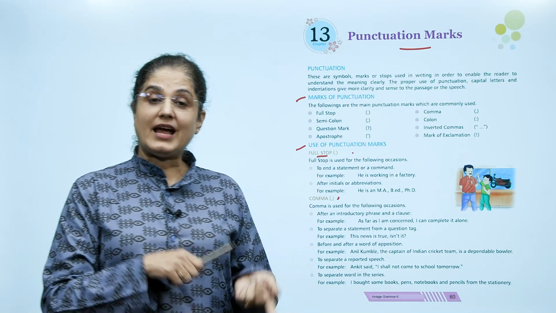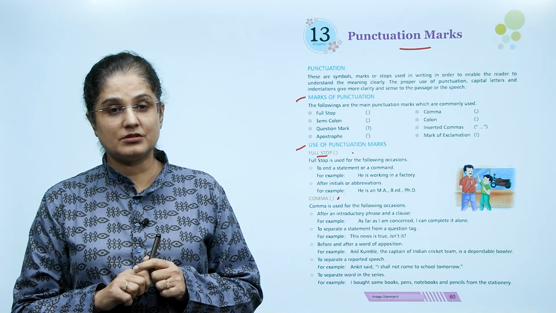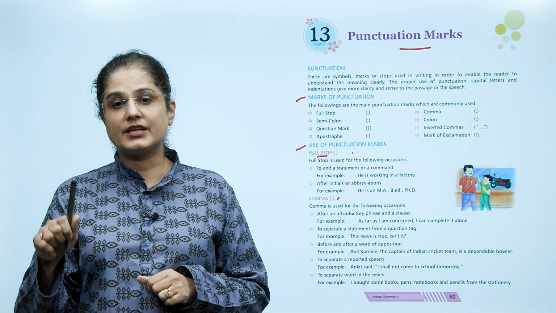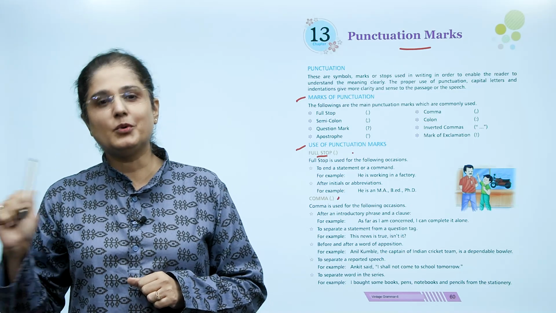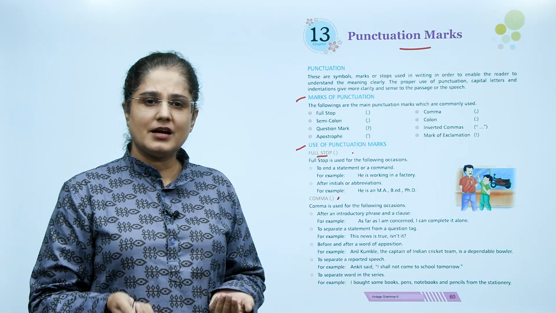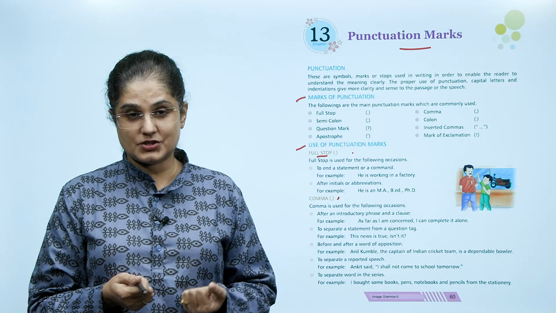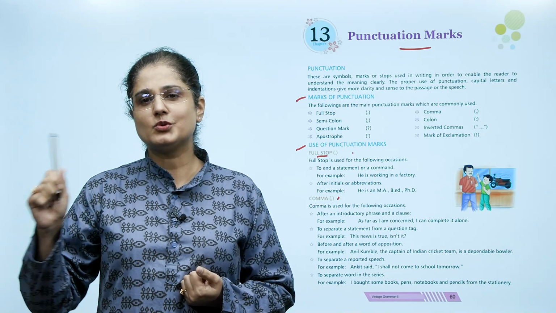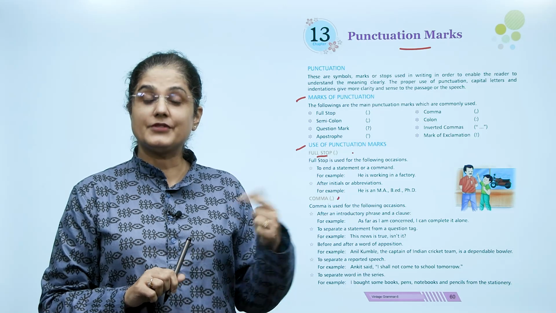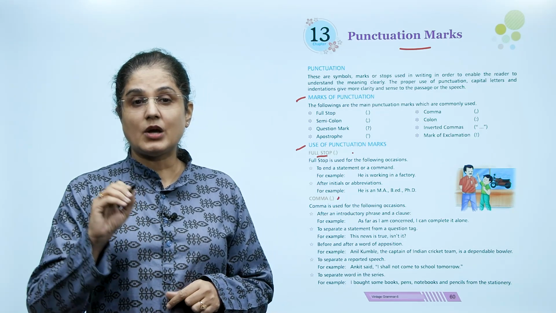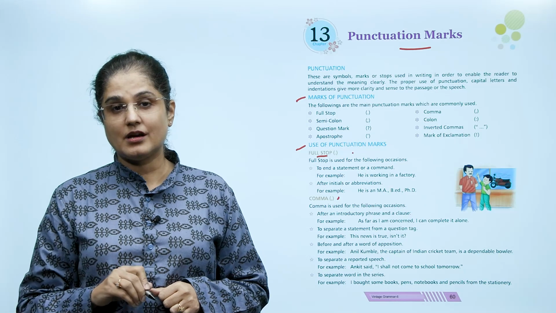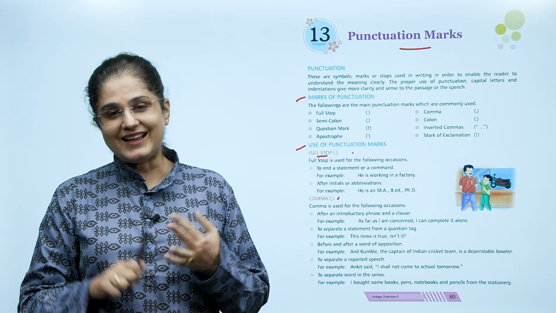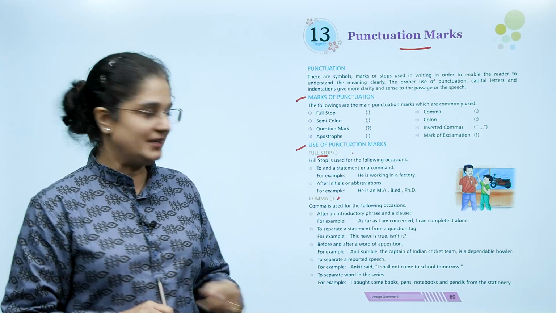Then before and after a word of apposition. For example, Anil Kumble, the captain of Indian cricket team, is a dependable bowler. Then again, to separate a reported speech. For example, Ankit said, I shall not come to school tomorrow. Another usage is to separate words in the series. For example, I bought some books, pens, notebooks and pencils from the stationery.